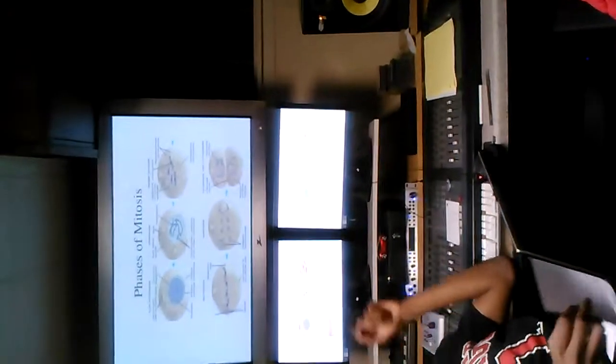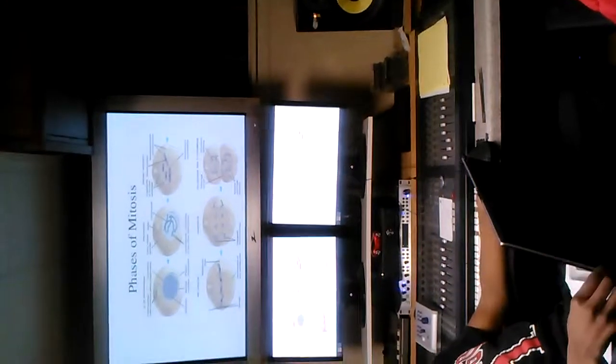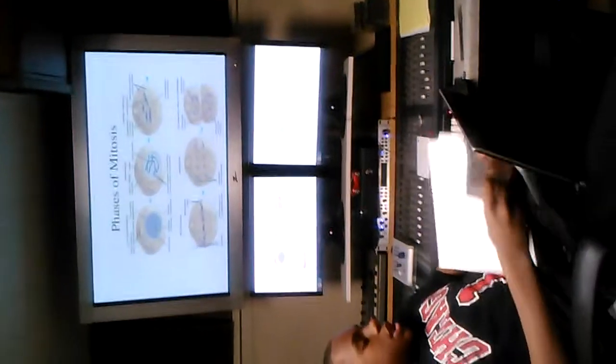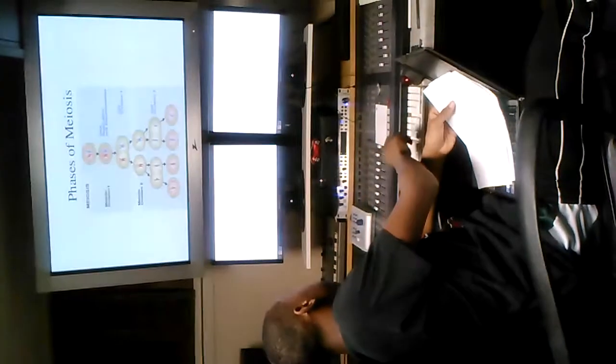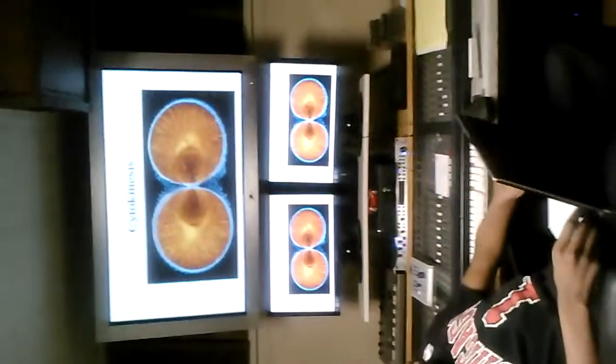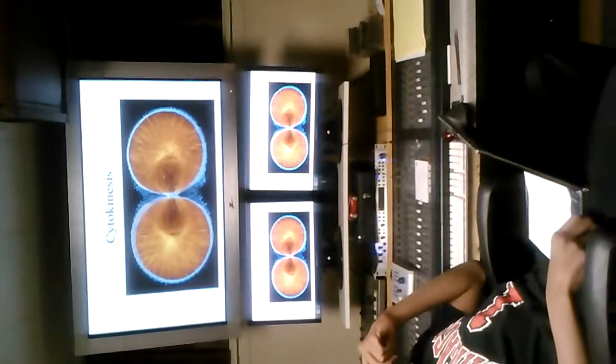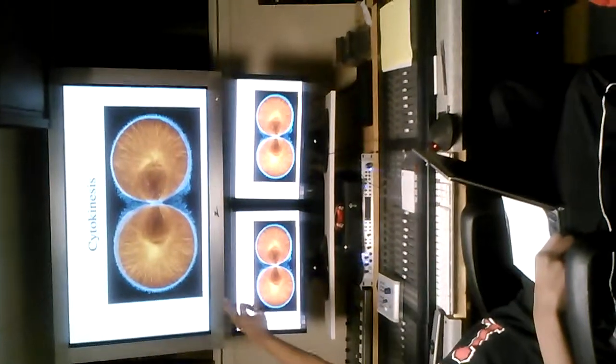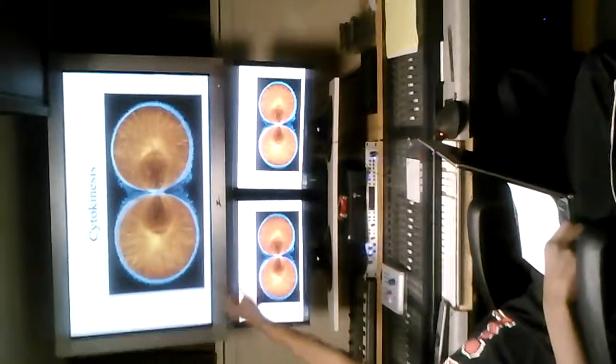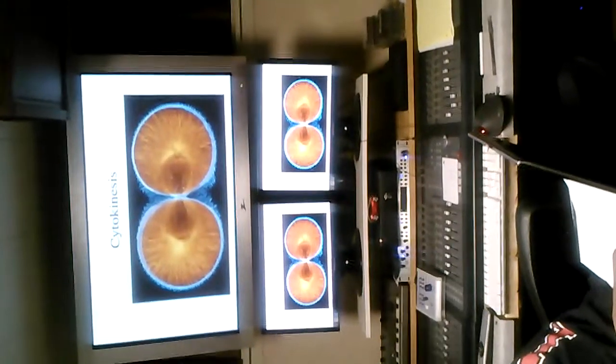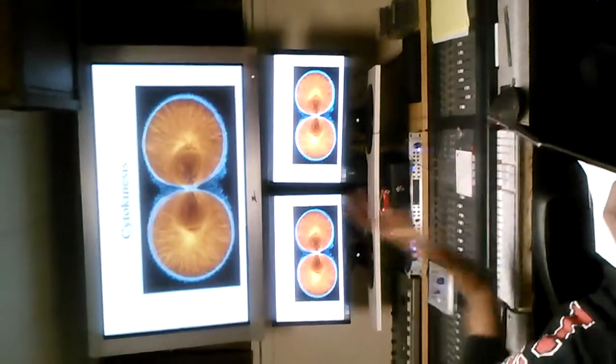Now, the final thing I'm going to talk to you about is cytokinesis. Cytokinesis is when the cytoplasm pinches in half. As you can see up here, the cytoplasm is starting to cut in half. It starts to be on its own.